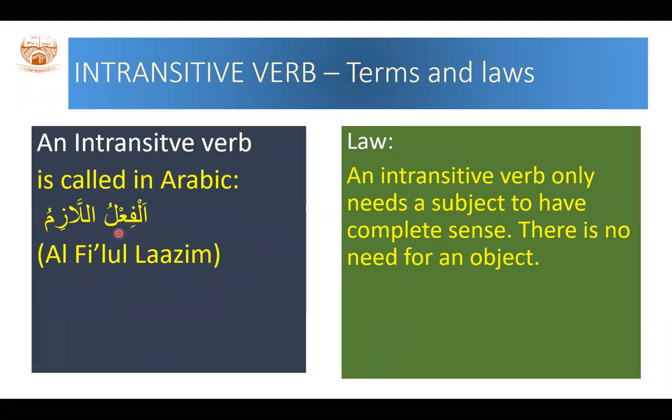So this is the technical Arabic term for an intransitive verb: Al-fi'lu lazimu. What is the law of verbs that we identify as being fi'lu lazim, or intransitive? What is the law that is applied for it? We say an intransitive verb only needs a subject to have complete sense. There is no need for an object. Again, we only need a subject that works with the verb in order to have complete sense.